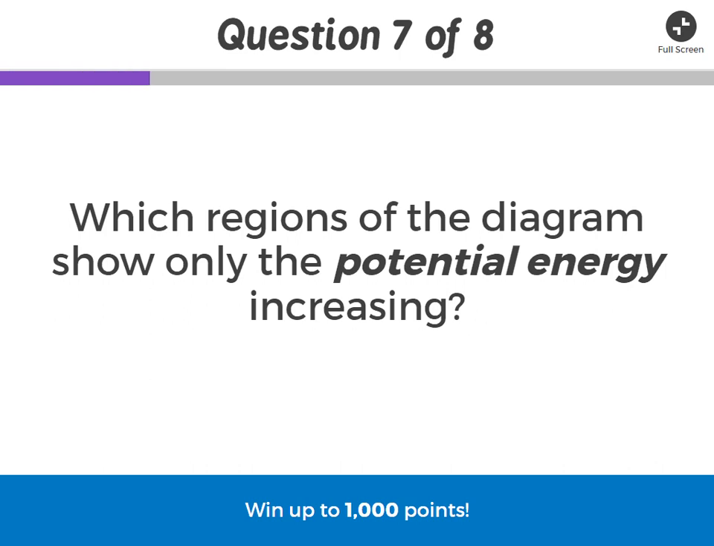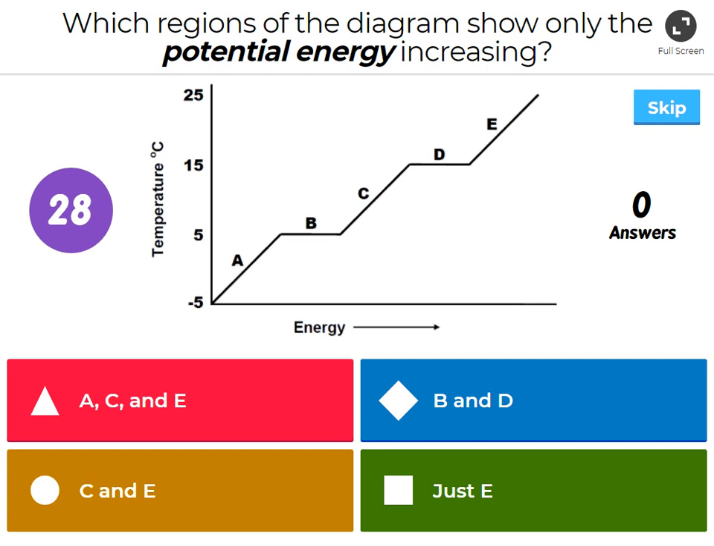Which regions of the diagram only show potential energy increasing?